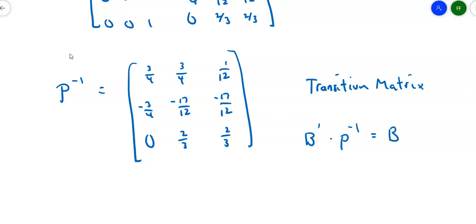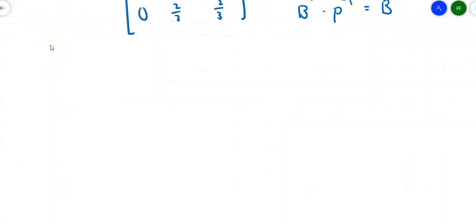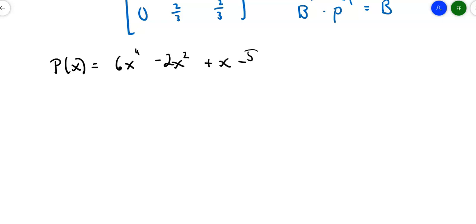All right, let's try one other quick example, and then we'll be done with change of basis in this section. Then in the next section, we'll look at applications. Suppose I've got this polynomial: p of x equals 6x to the 4th minus 2x squared plus x minus 5. And I'd like the coordinate matrix of p relative to the standard basis for P4.